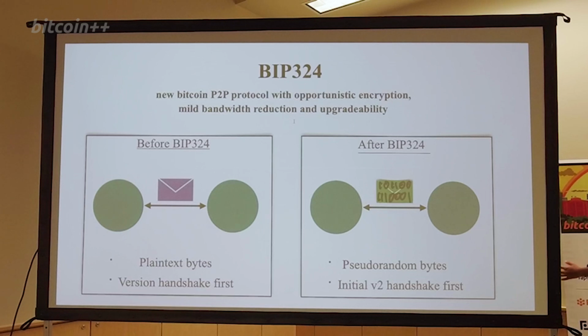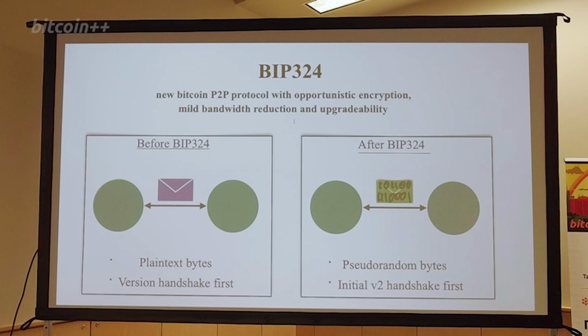I mentioned earlier that if there are two nodes, how they establish communication with each other is by sending the version message first. It's called the version handshake. So, before BIP324, I'm going to call it V1, and after BIP324, I'm going to call it V2. So I'll be using that terminology, so don't get confused.